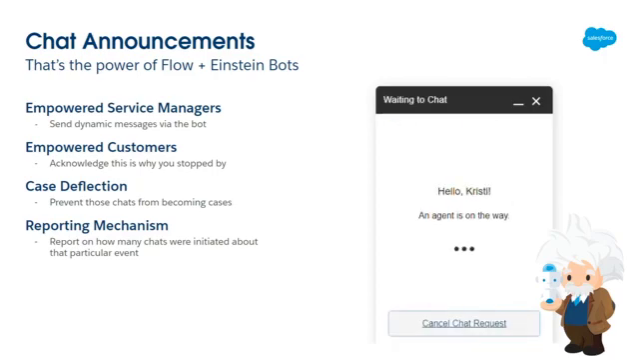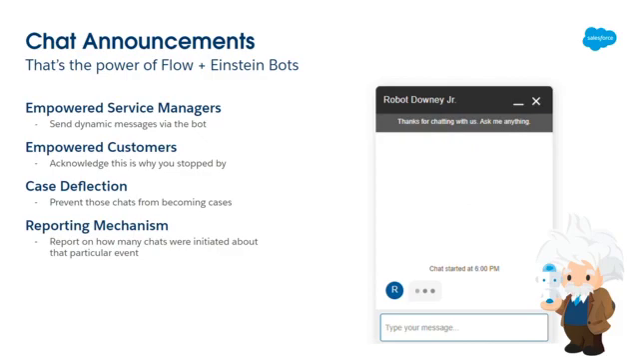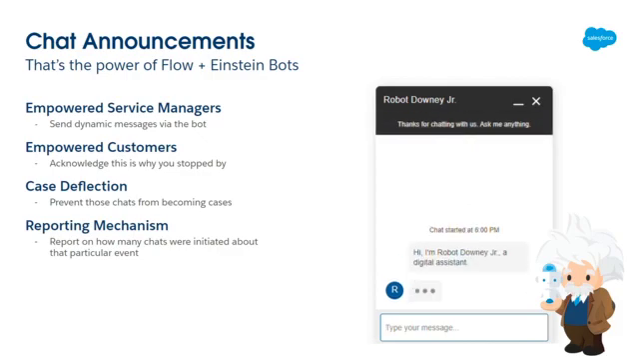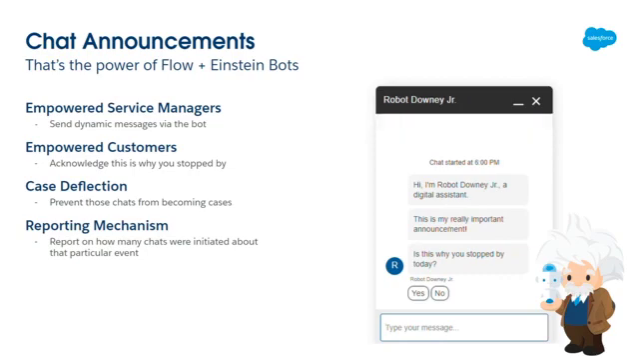An agent is on the way, which means my bot is about to answer. And then I'm going to introduce myself, and I'm going to say whatever my message is. This is my really important announcement. Is this why you stopped by today?